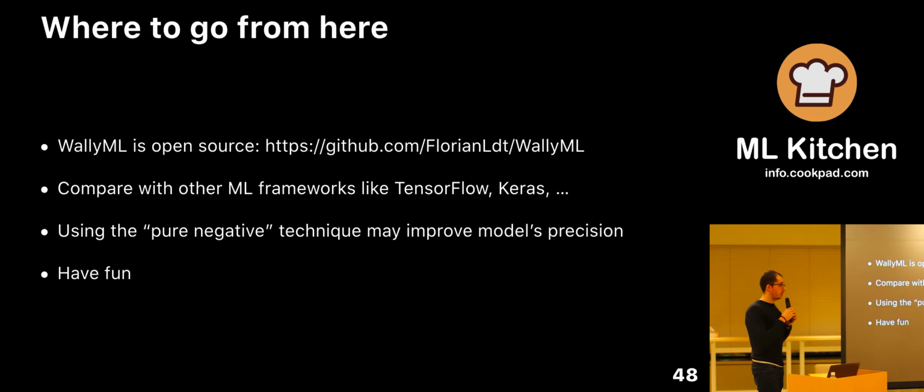So where to go from here? All the code is open source, so you can find the link here. If someone wants, or if I have time, I may try to use TensorFlow or another framework to see if I can get better results, to have a good comparison. Maybe using the pure negative technique may improve the precision. I always used the normal method, where Wally is in the picture. I didn't provide pictures where there is no Wally and say there is no Wally. Maybe it can help, especially to remove the other characters.